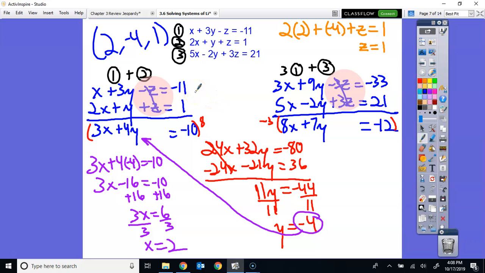So remember, with a system of equations and three variables, you've got three answers. It's okay if you write them down here at the bottom. You don't have to write it at the top in the point like I do.